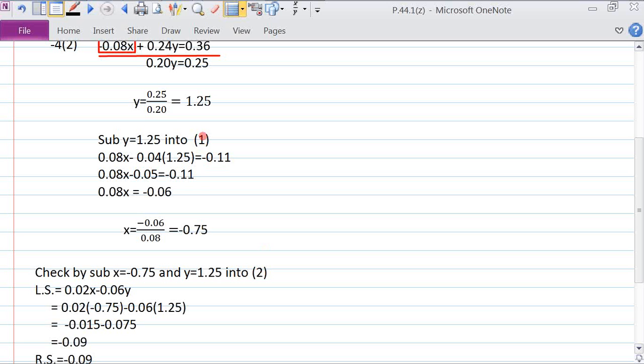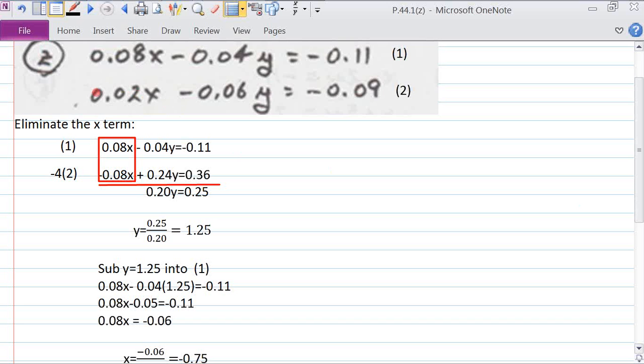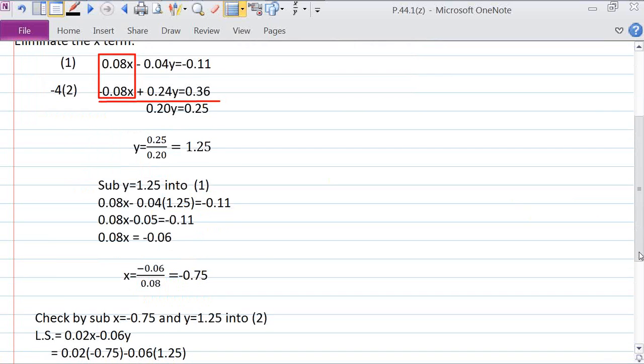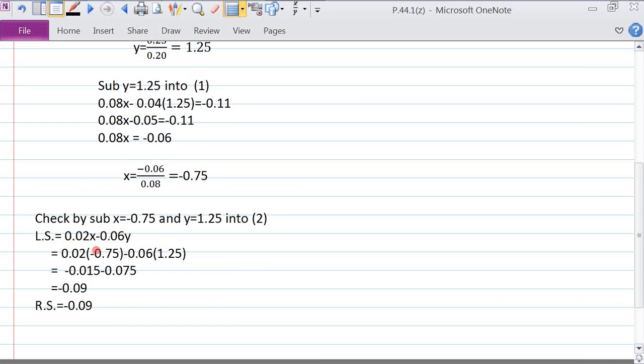Notice here, since I've used 1 to solve for x, I'm using 2 to check the answer. The problem is finished now. I have the x and y value, but I always like to check. So I'm going to use equation 2. And equation 2, if we go back up, is right here, minus 0.2x minus 0.6y equals minus 0.9. I always use the original equation. And so I'm going to substitute x, which has a value of minus 0.75, and I'm going to substitute y, which has a value of 1.25.